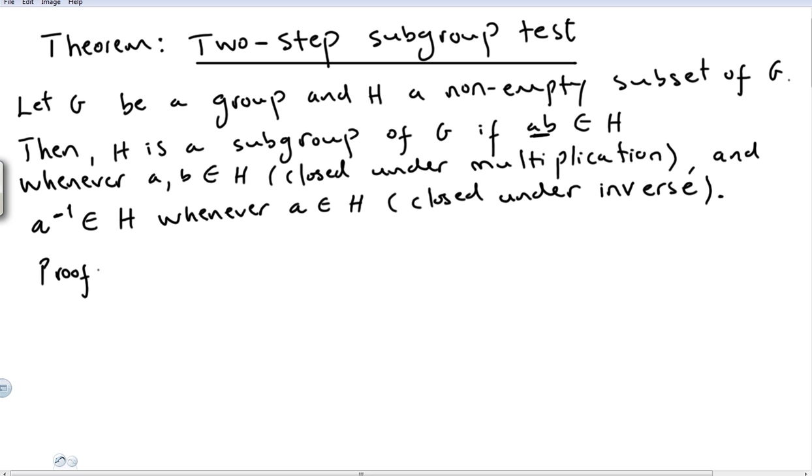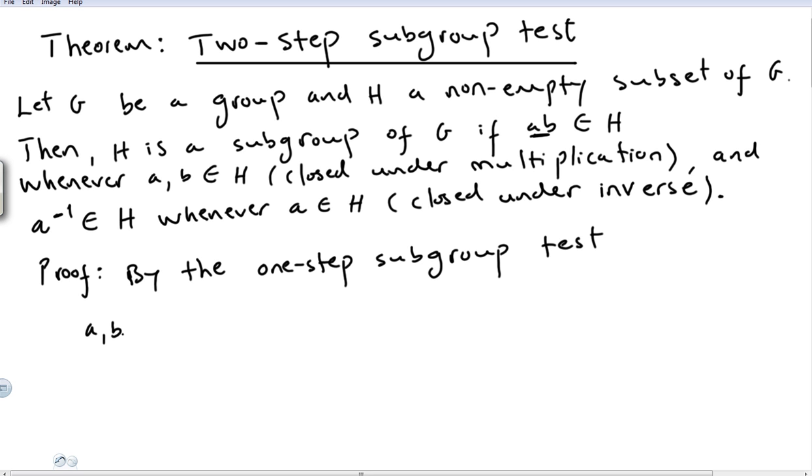So, proof. By the one-step subgroup test, we can say that if A, B are in H, this implies that A times B inverse is in H. If this happens, H is a subgroup, okay?